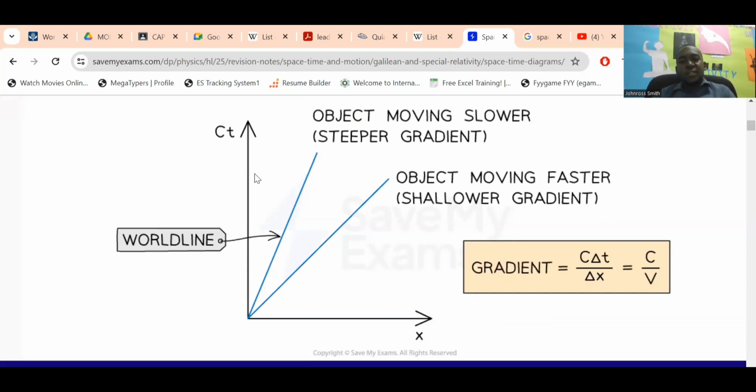The central one, which is at an angle of 45 degrees, is if an object is moving at the speed of light. Right? So therefore, there is no object that will move faster than the speed of light. Hence, no line would be below that central line there. And then the one above it would be an object that is going slower than the speed of light. So in this case, we have a steeper gradient.